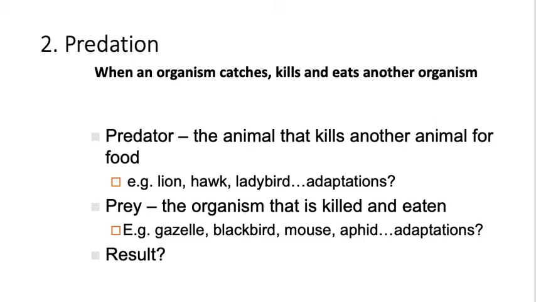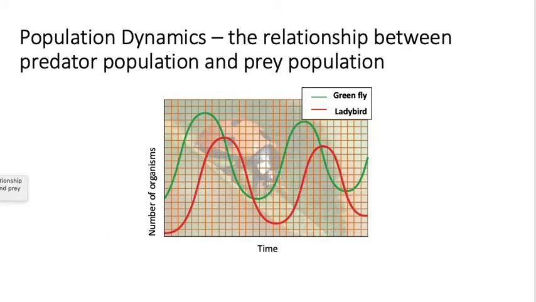What is the result of predation? Well, it has a fairly obvious effect on the population. It will decrease the population of the prey. However, that's oversimplifying it a little bit. In reality, what you tend to see in your predator-prey relationship is a cyclical sort of a relationship. And this is referred to as population dynamics, which is the relationship between the predator population and the prey population.